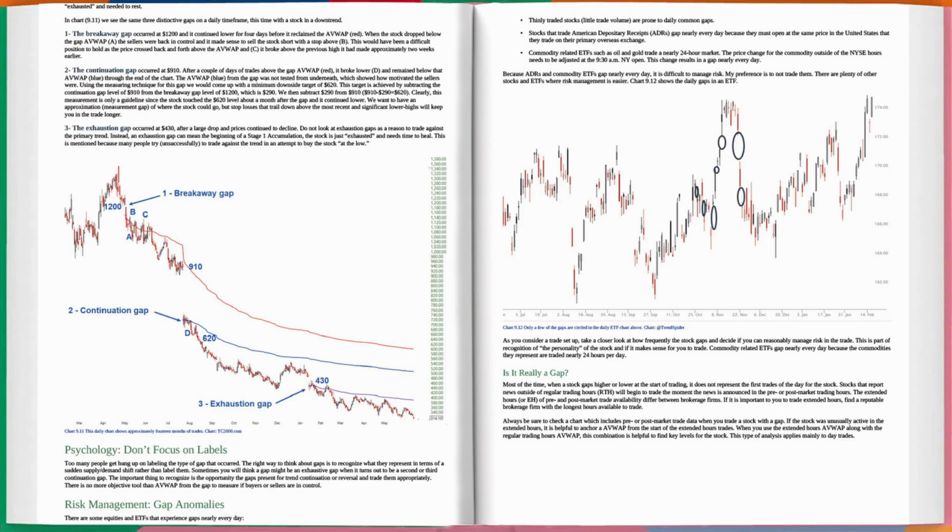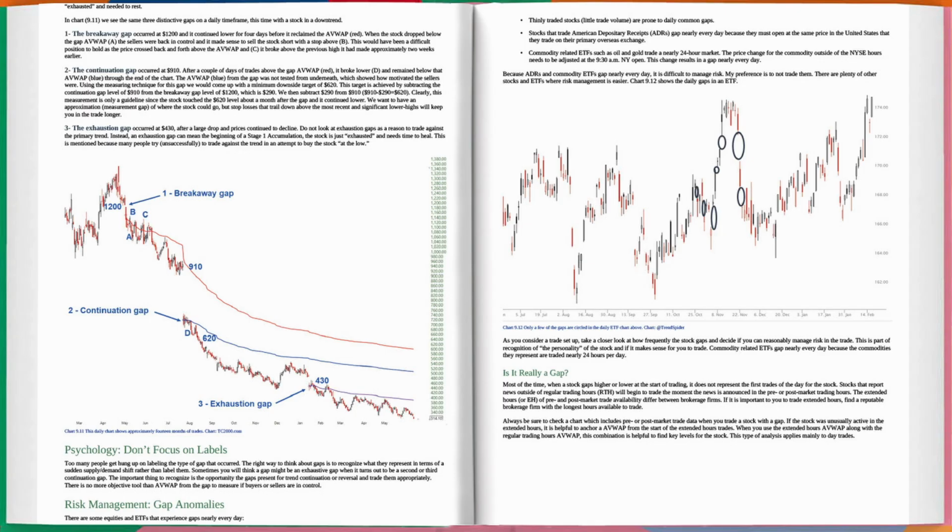2. The continuation gap occurred at $910. After a couple of days of trades above the gap AVWAP red, it broke lower (D) and remained below that AVWAP blue through the end of the chart. The AVWAP blue from the gap was not tested from underneath, which showed how motivated the sellers were. Using the measuring technique for this gap, we would come up with a minimum downside target of $620.